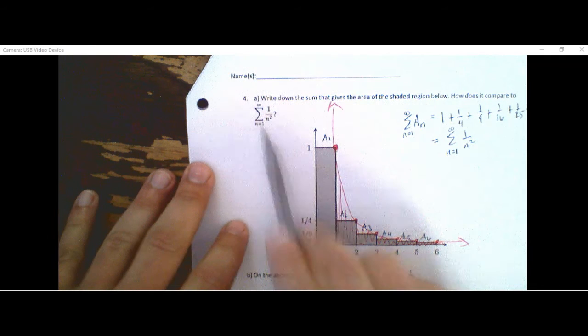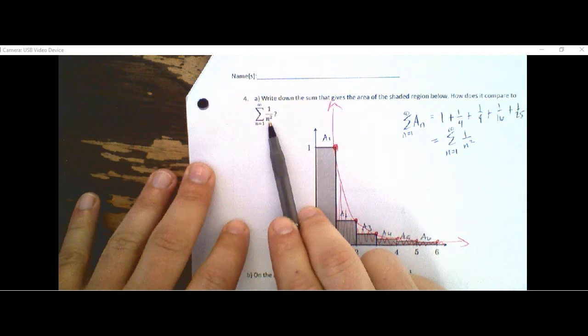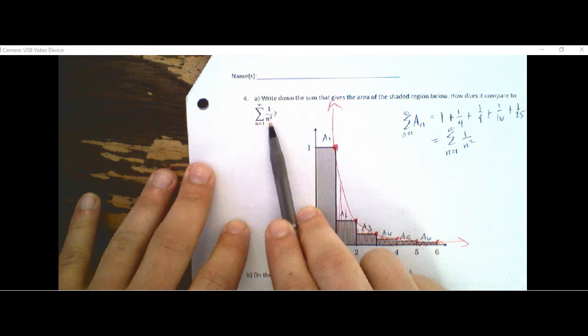And we should have known that from the get-go, right? This is a simple series. 1 over n squared is a p-series with p greater than 1. So we know that this was going to converge by our p-series test that we did last time.